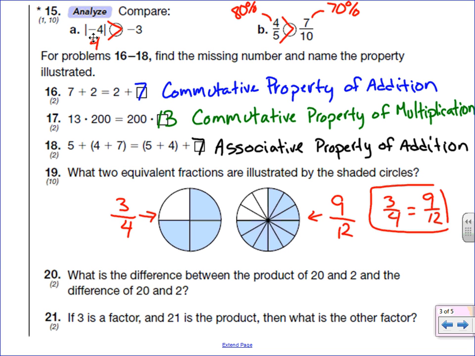What is the difference between the product of 20 and 2 and the difference of 20 and 2? So we're going to have something here and something here. Well, product means multiply those two. And then the difference of 20 and 2. So the product of 20 and 2 is 40. The difference of 20 and 2 is 18. And then the difference of those two things is 22.